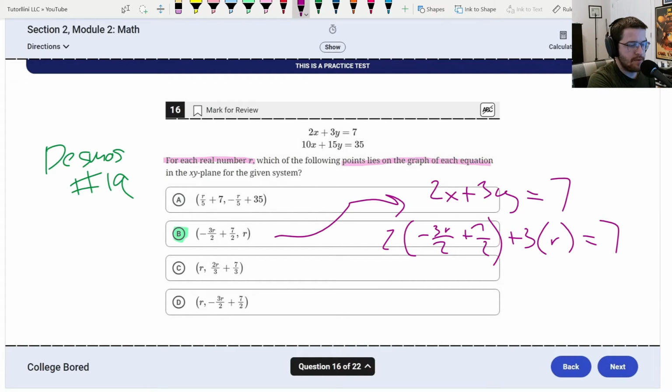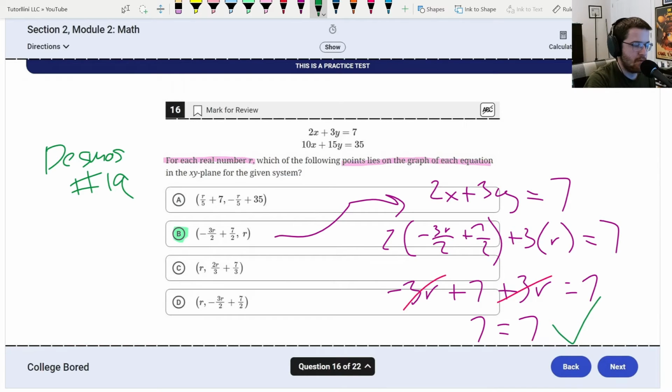And 2 over 2, okay, so I get negative 3r. 2 times 7 halves is 7. 3 times r is 3r. And you see those two guys go away. And we get 7 equals 7. So that means it has infinitely many solutions. It is always on the line.